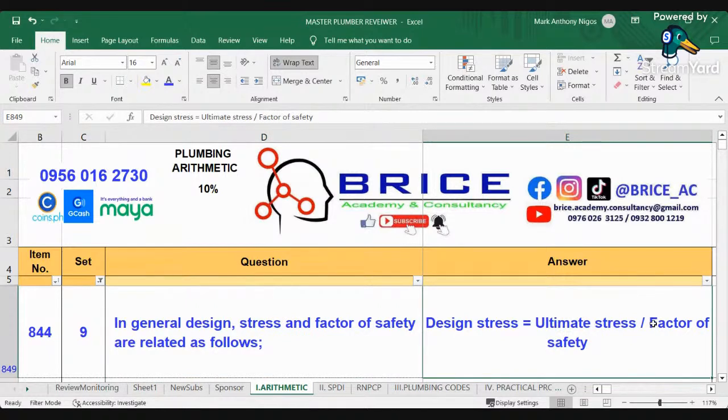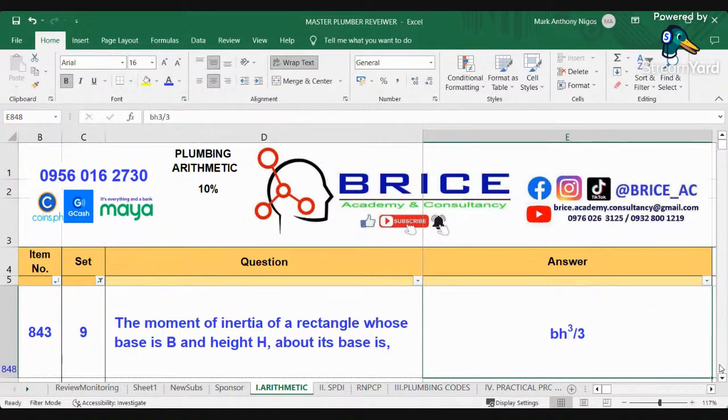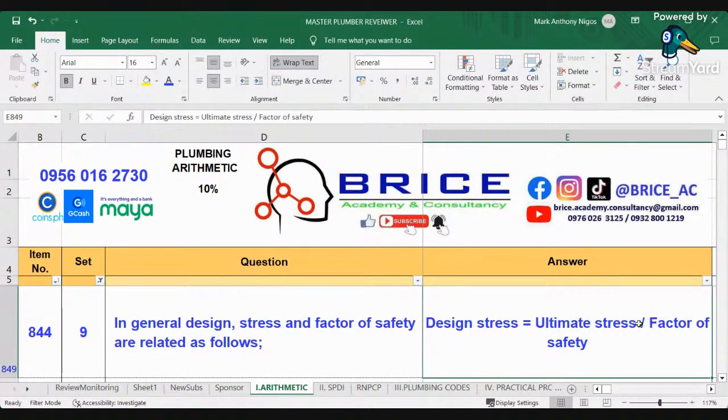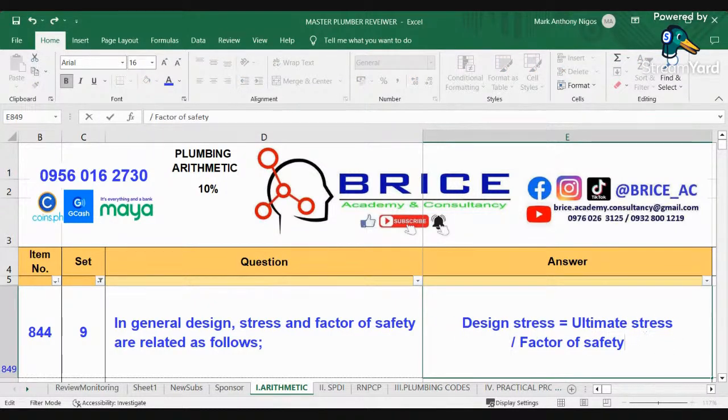Kumbaga, binabawasan lang natin siya, no? Kung 100% yung ultimate stress, mga 0.8 or 80% lang yung gagamitin para sa factor of safety. Well, alam niyo na po yan. Design stress equals ultimate stress over factor of safety. Ganyan siya.